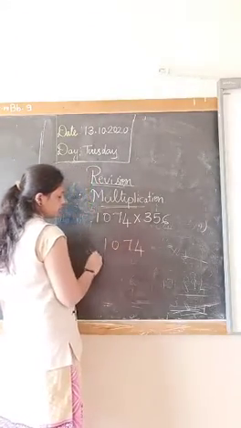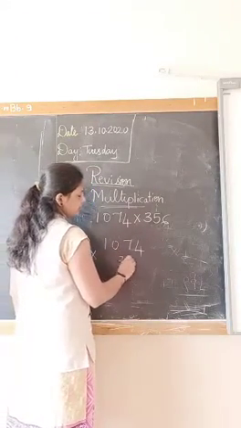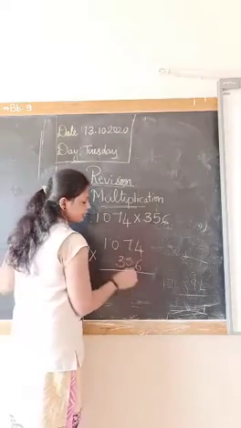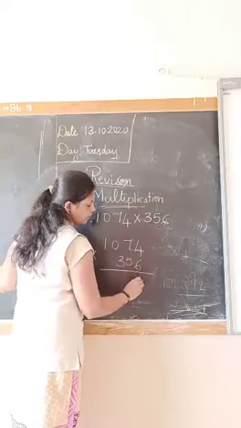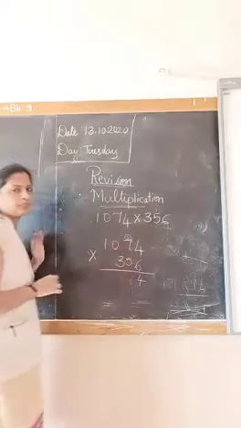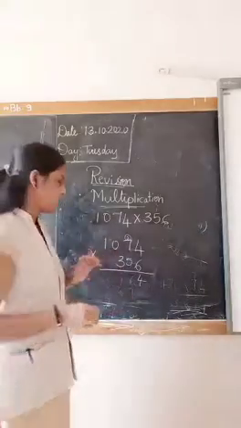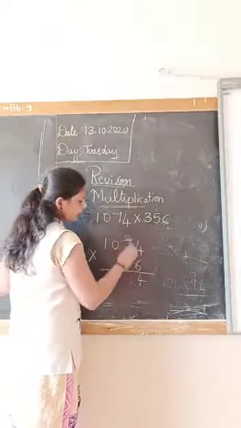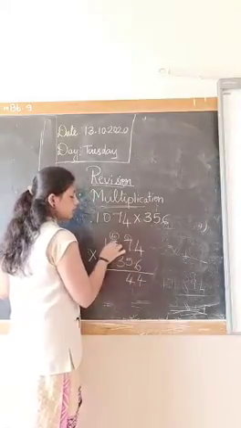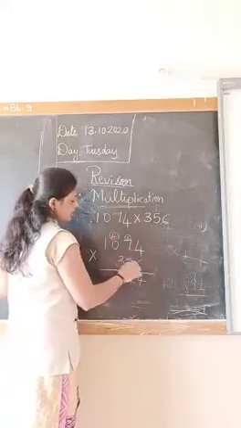1074 into 356. Start from 6. 6 fours are, forget about these two now, 6 fours are 24. 2 carry over. 6 sevens are, yes, 42. 42 plus 2 is 44. 6 zeros are 0 plus 4 is 4. 6 ones are 6.